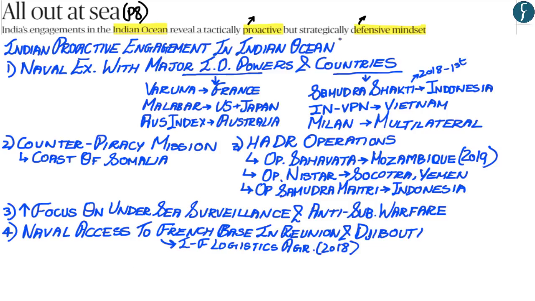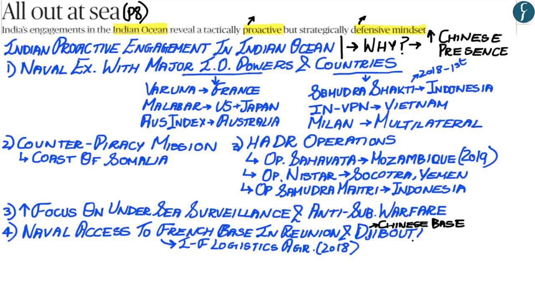These are the four main proactive engagements that the author has highlighted that India has undertaken within the Indian Ocean. The main reason India has undertaken such proactive engagement, as you already understand, is the increased presence of China within the Indian Ocean. China already has a military base in Djibouti, and therefore Indian access to the French base in Djibouti would allow India to oversee the Chinese base there.